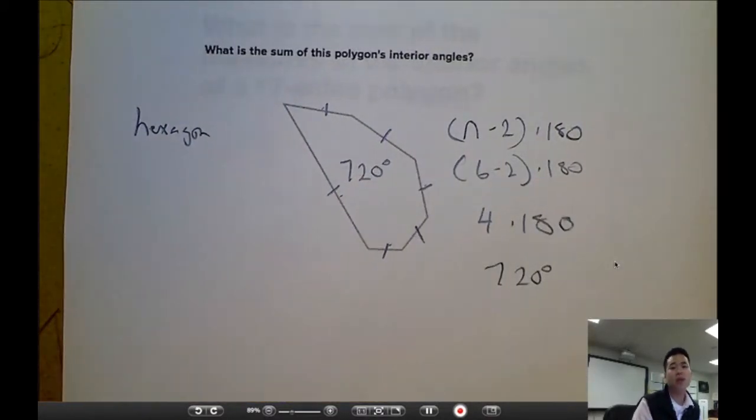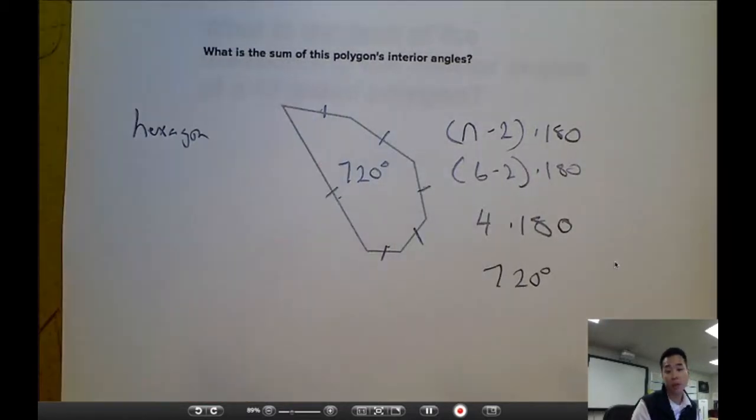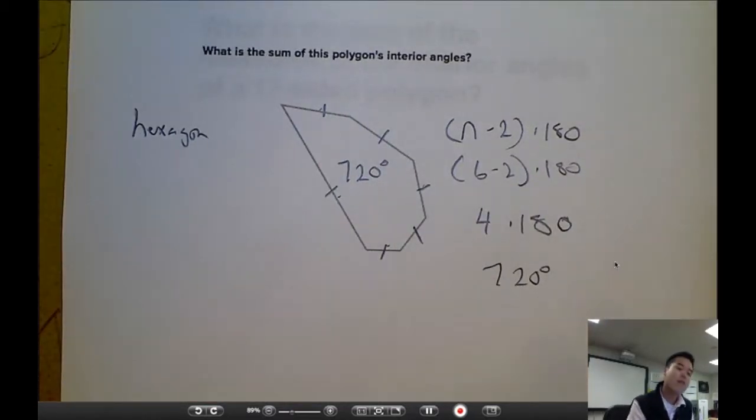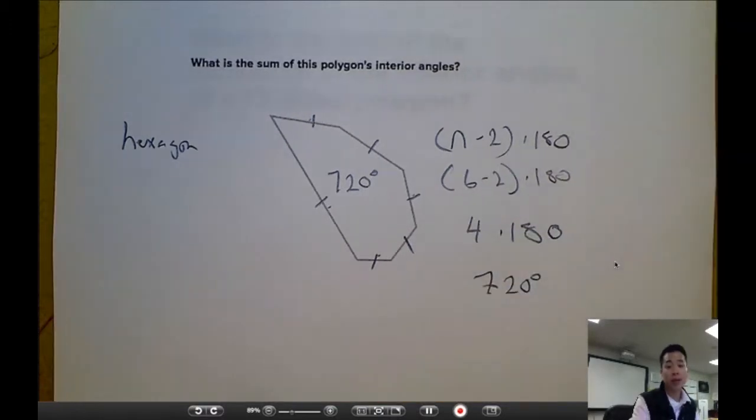Okay, so it's pretty cool how it works. It just means that if we wanted to, we can divide it by the number of angles and get the individual degree angle measurement. But the sum is 720 degrees.